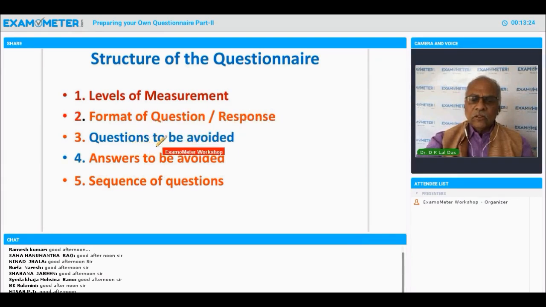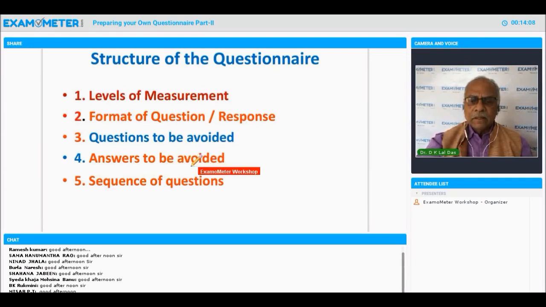Then you also know about certain types of questions we should avoid. For example, leading questions, threatening questions, double-barreled questions. So, the moment you select a question, you decide that this question I will include in my questionnaire, examine it, whether it is a threatening question, or a leading question, or a double-barreled question. If on these criteria it fits, then you tick mark the question, you say yes.